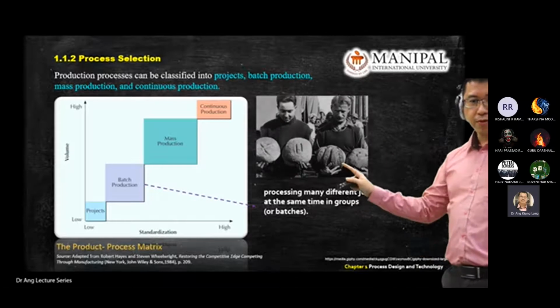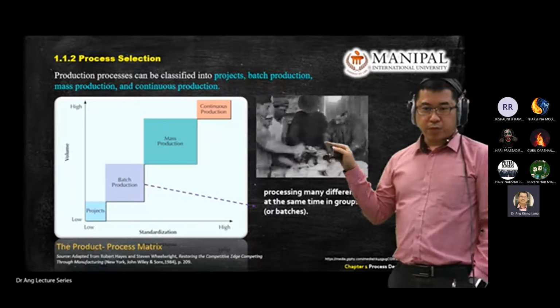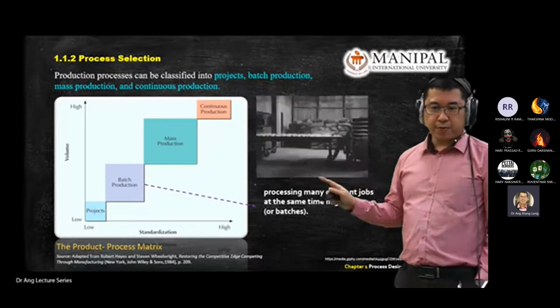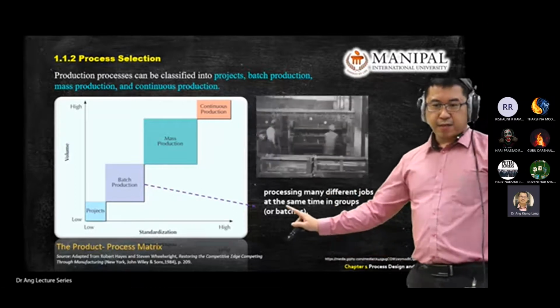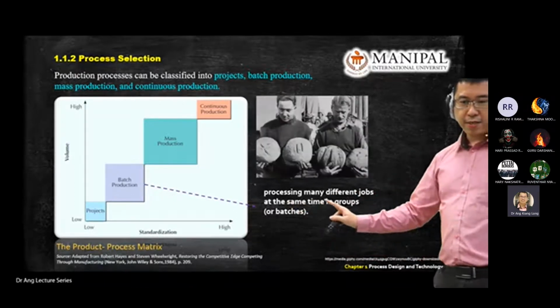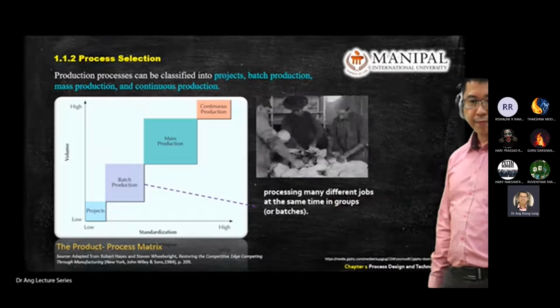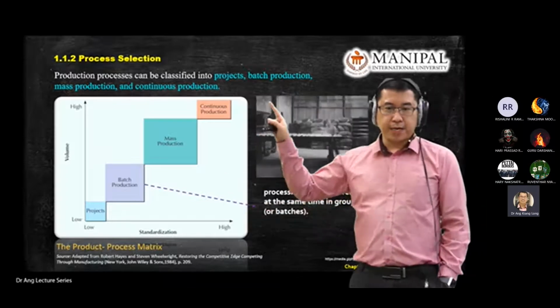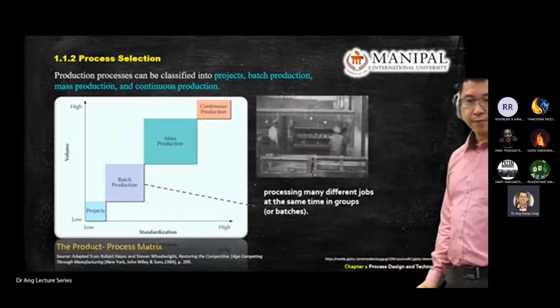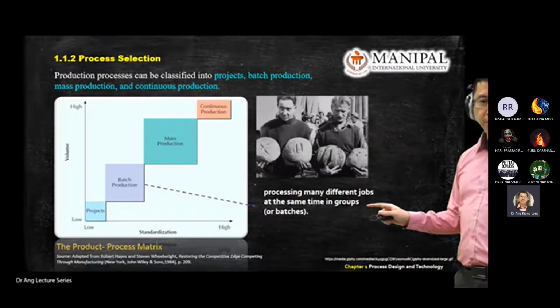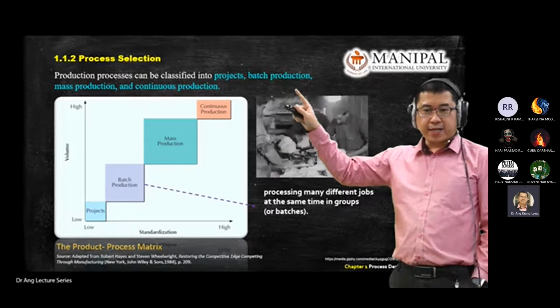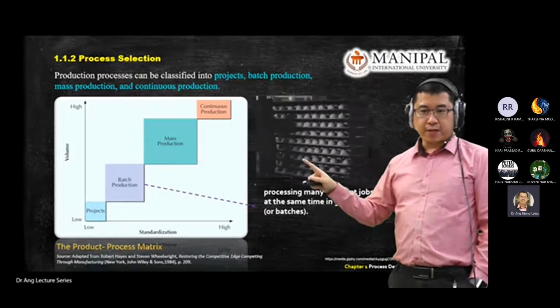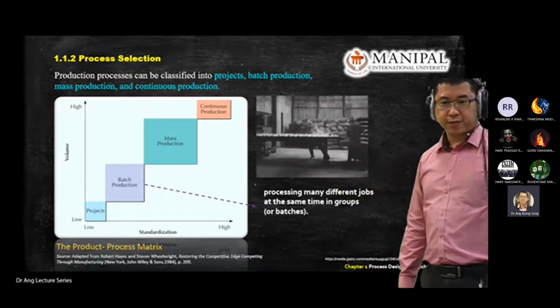I already warned you. Okay, so you need to think of another example that meets processes at the same time, processes at the same time for batch production. Okay, as your homework, go and think what other example falls under batch production.